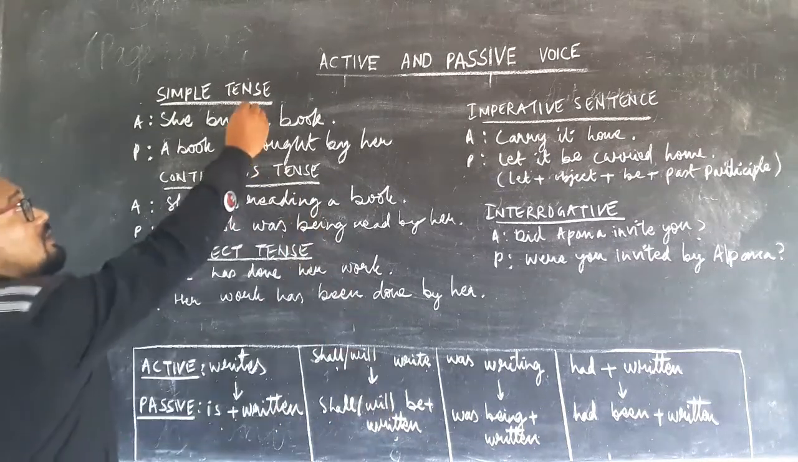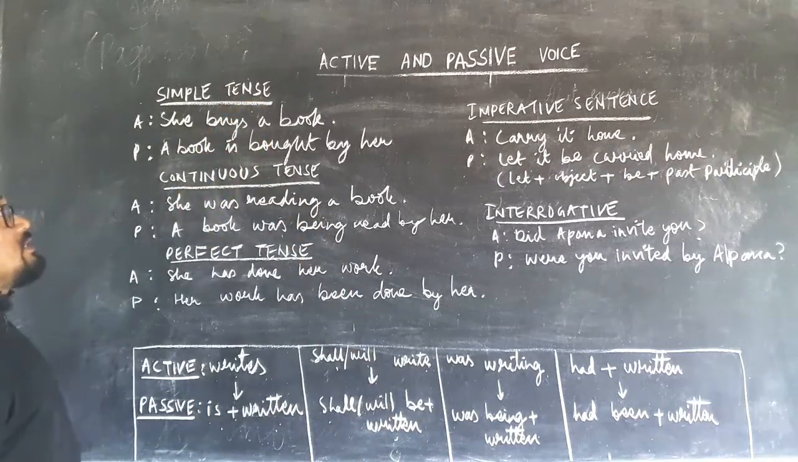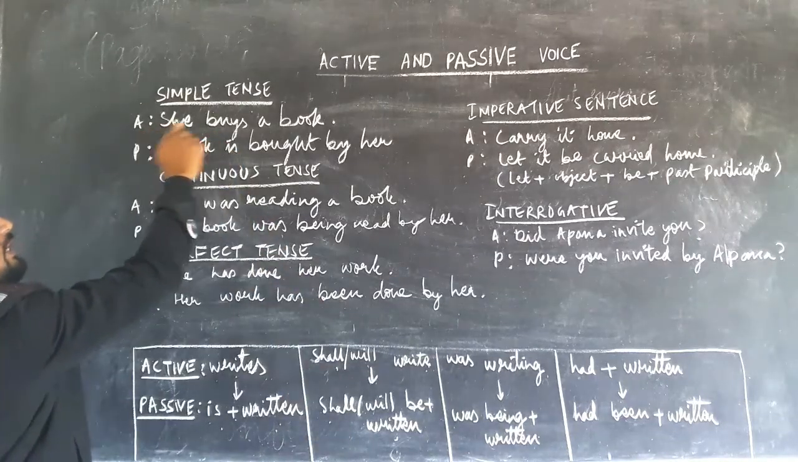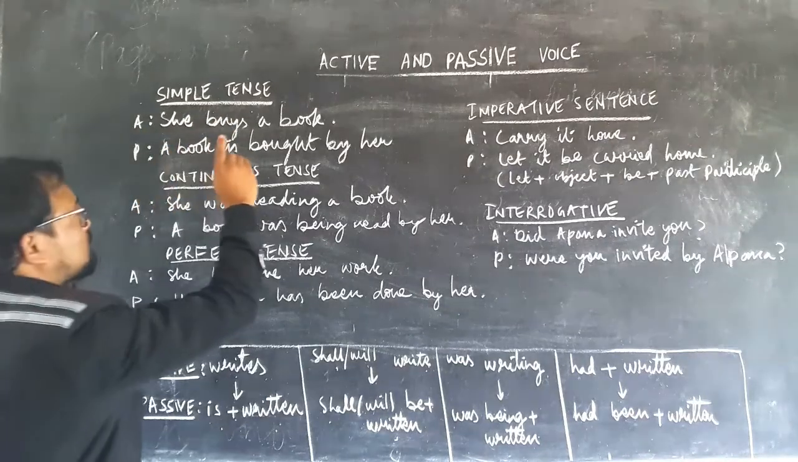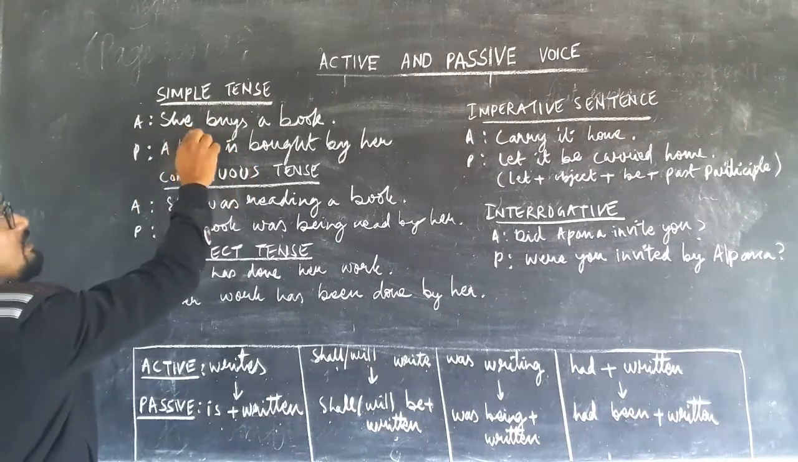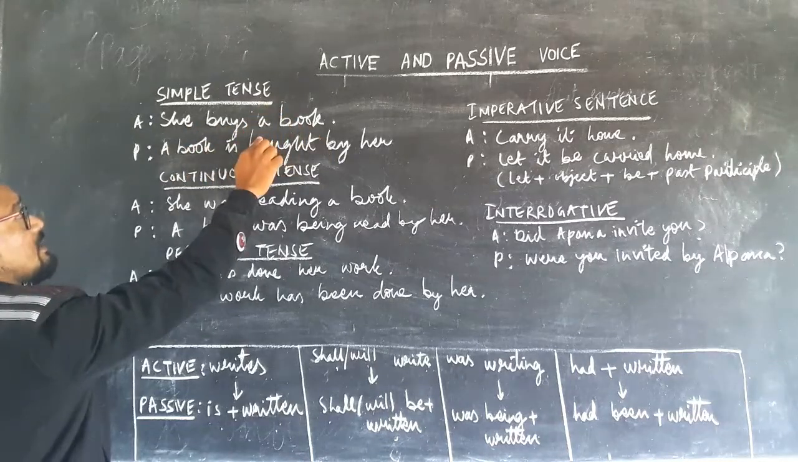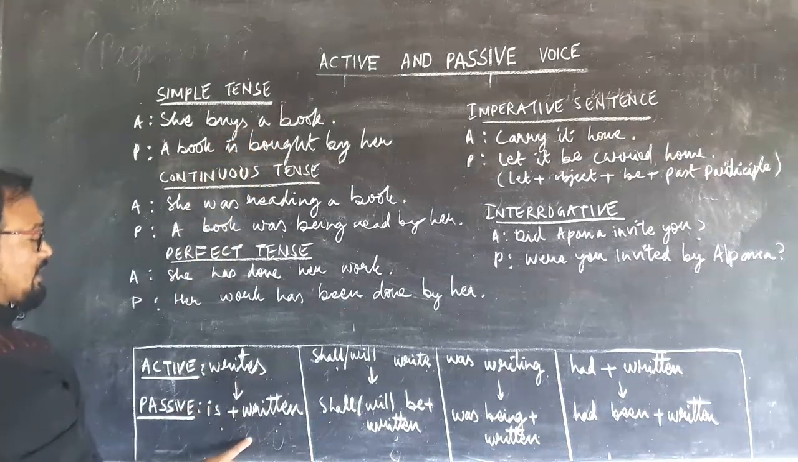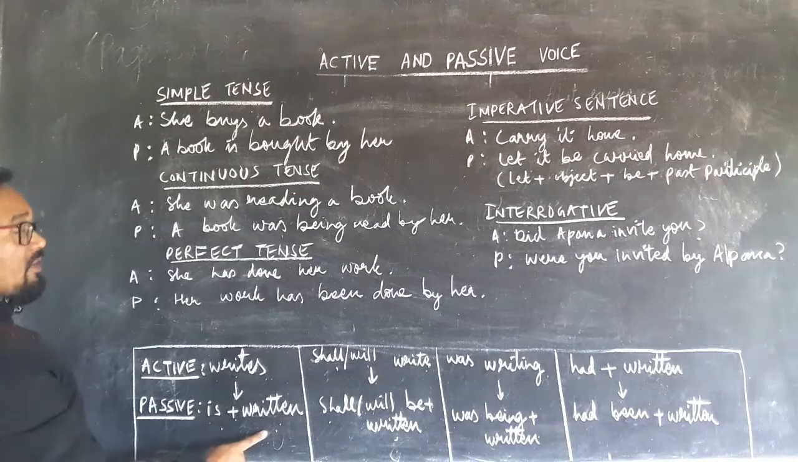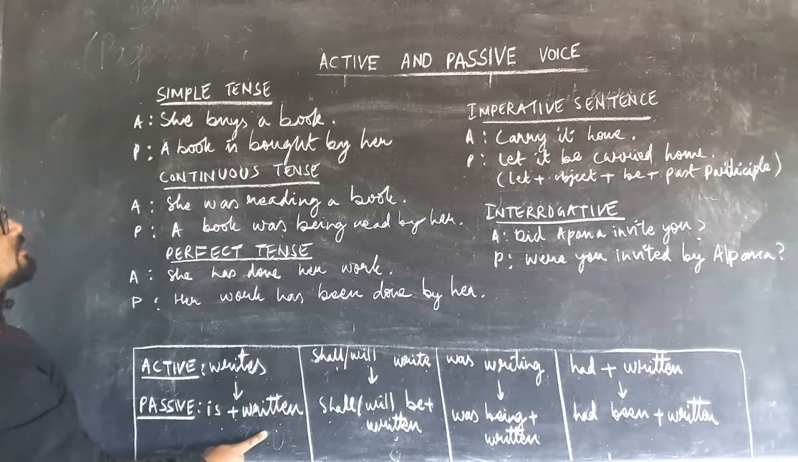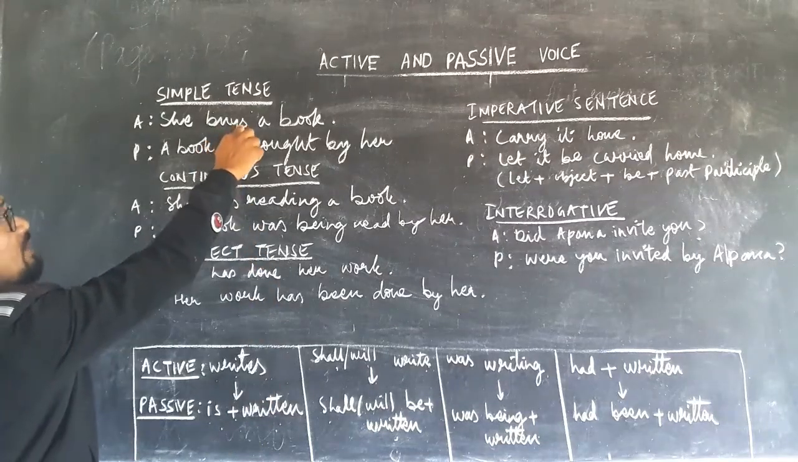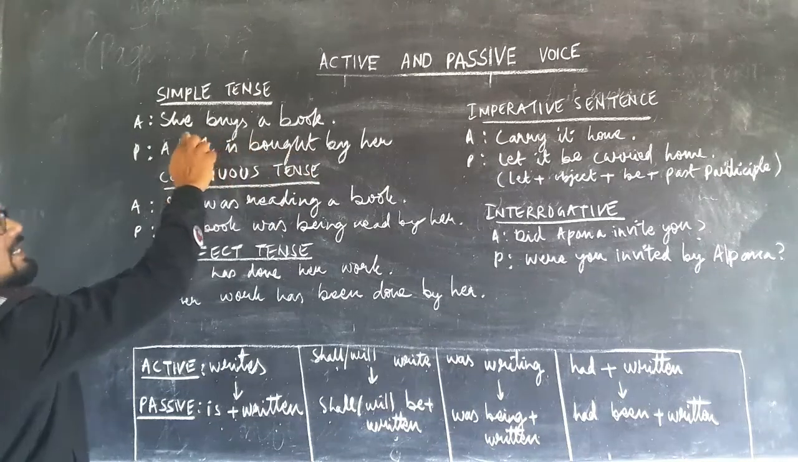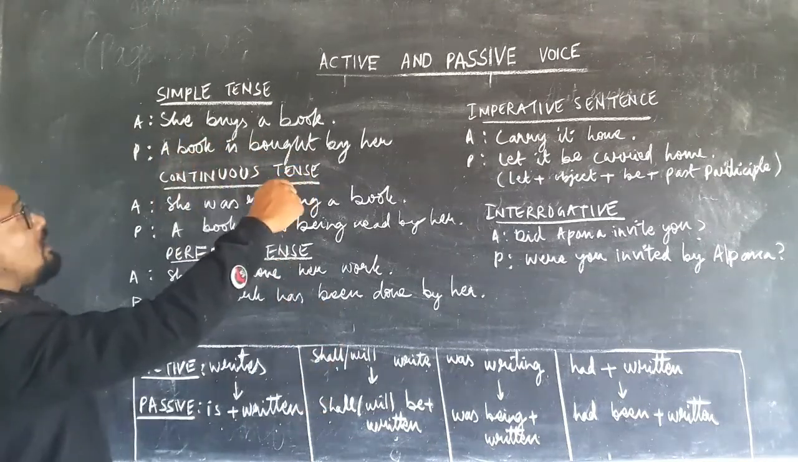First of all, we will begin with the simple tense. So how will you change if a question is in a simple tense? In an active voice, like here you see, A means active voice, P means passive voice. So the question in active voice, she buys a book, that means it is a simple sentence. In a simple sentence, writes becomes is plus written, that means this is a perfect form. Here this is the past participle form of the verb. The past participle form of buy becomes bought, as in the crisscross formula I have taught you, so that you can apply here.